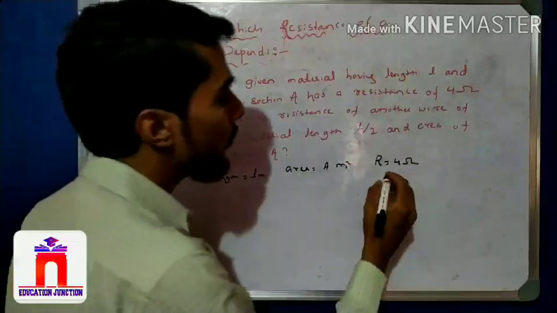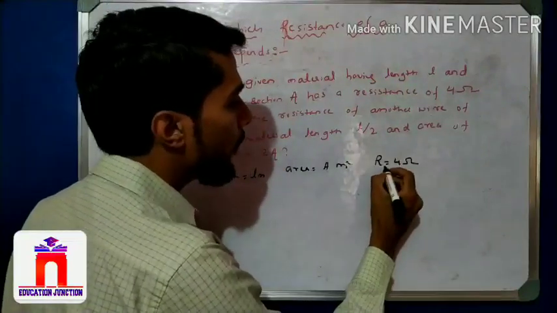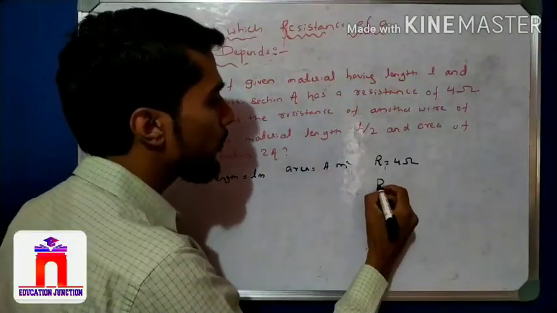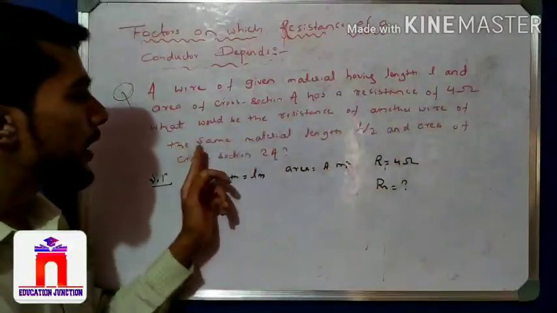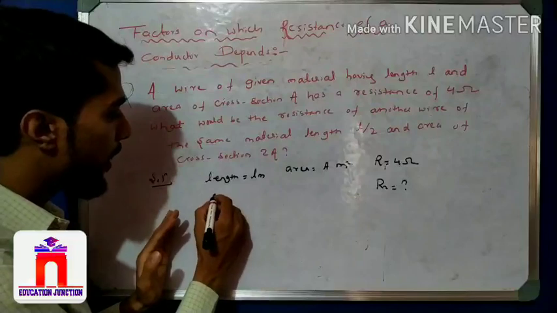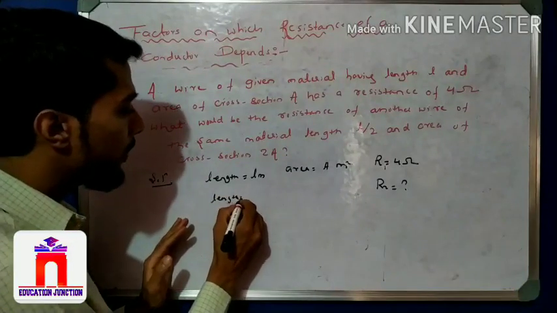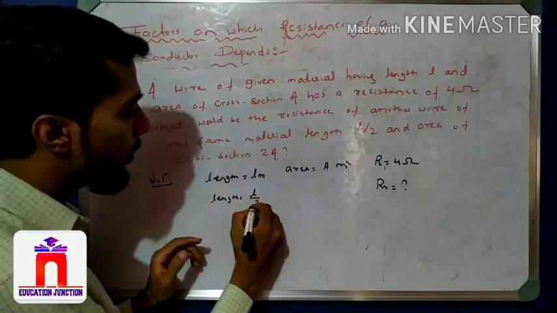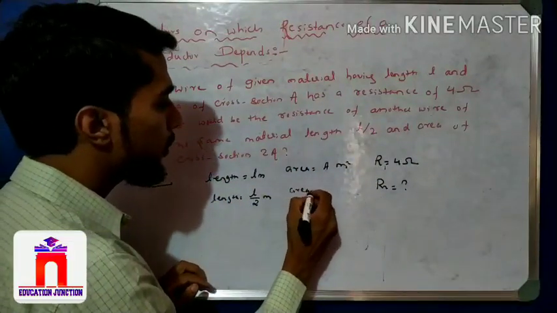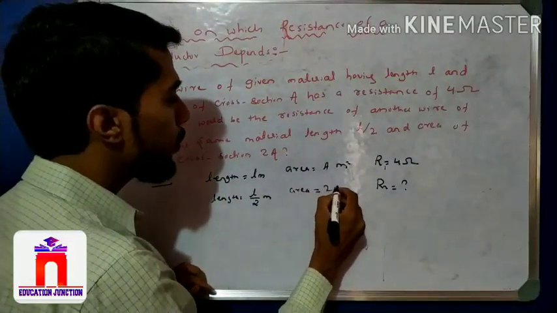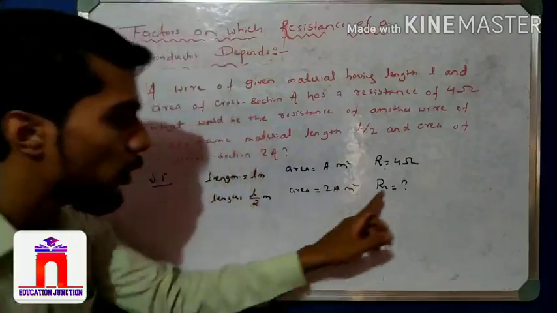What would be the resistance of another wire? This first resistance is R1, and we have to find the other resistance R2, of a wire of the same material. The length is different: length is L by 2 meter, and the area of cross section is 2A meter square.